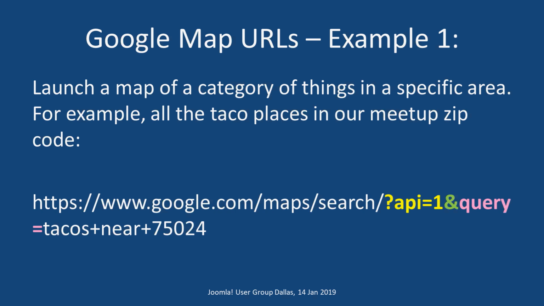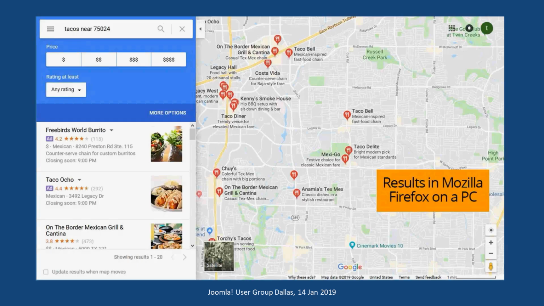And all of these map URL links that we're going to look at, and any one that you want to build, has to include that. Sometimes they'll have @ and a question mark, and sometimes just the question mark, but they're all going to have that api=1. So that's the first thing I want to highlight there. The second thing is we've got one parameter that we're calling, and it's the query for that search term, tacos near that zip code. So what did this link render as?